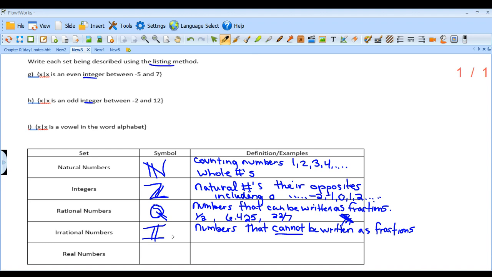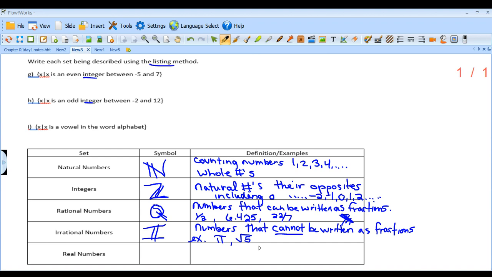All right, we're going to emphasize cannot. So those are your numbers like pi. Even though pi is 3.14, we round it to 3.14. It actually goes on and on to infinite numbers. The square root of 5. If we took the square root of 5, it's not a perfect square.